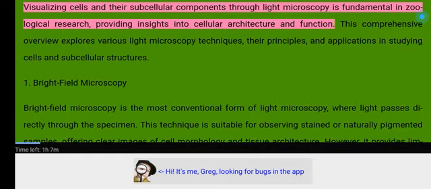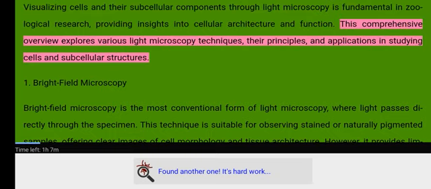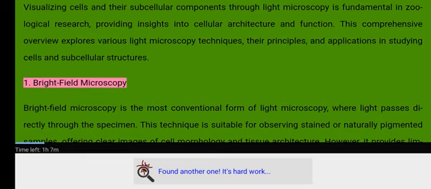ChatGPT said. Visualizing cells and their subcellular components through light microscopy is fundamental in zoological research, providing insights into cellular architecture and function. This comprehensive overview explores various light microscopy techniques, their principles, and applications in studying cells and subcellular structures. 1. Bright field microscopy.